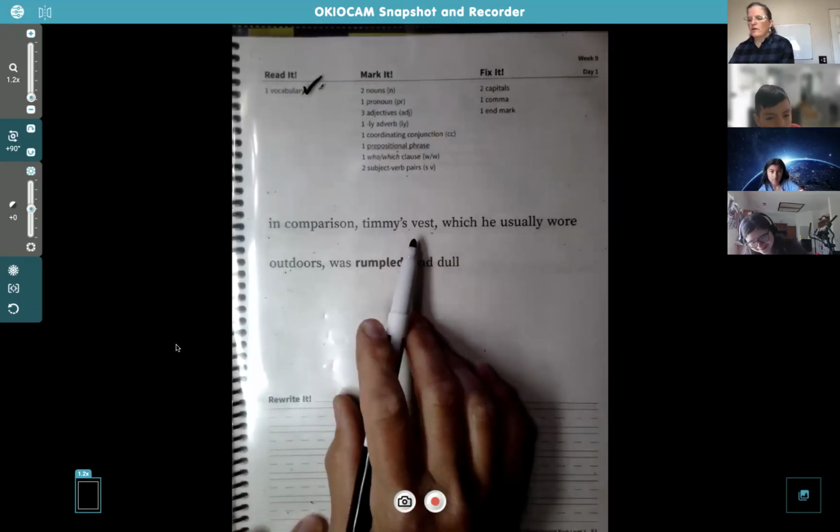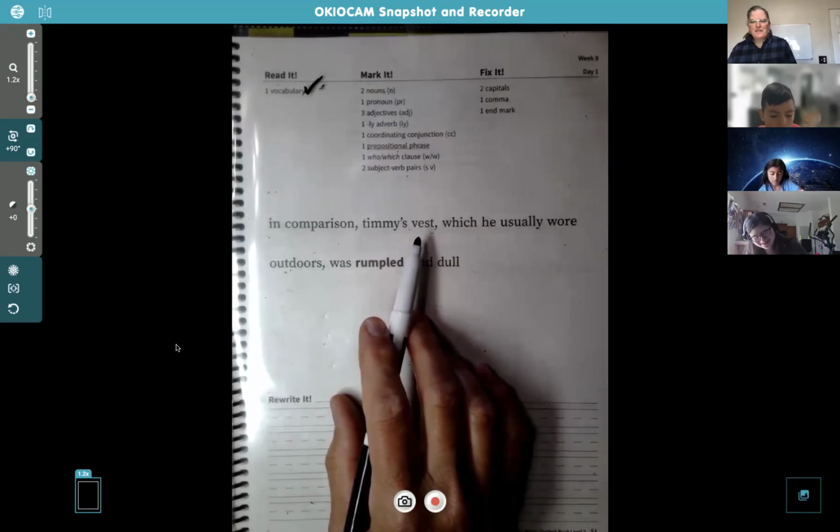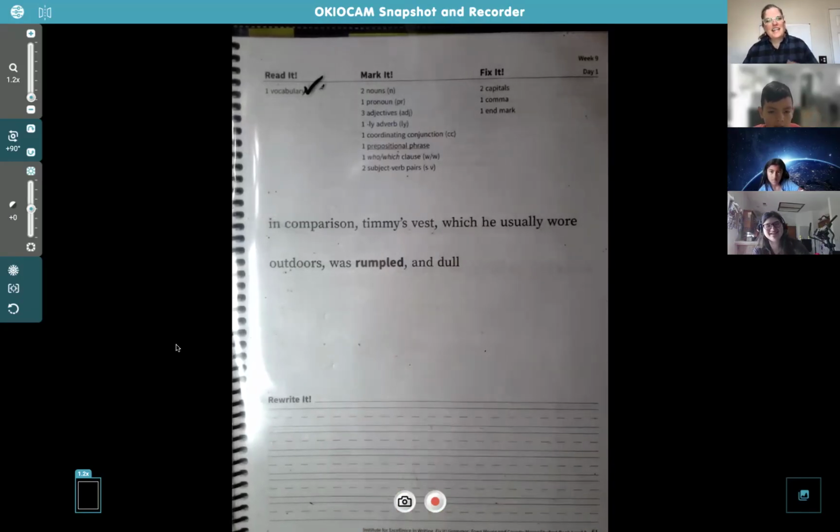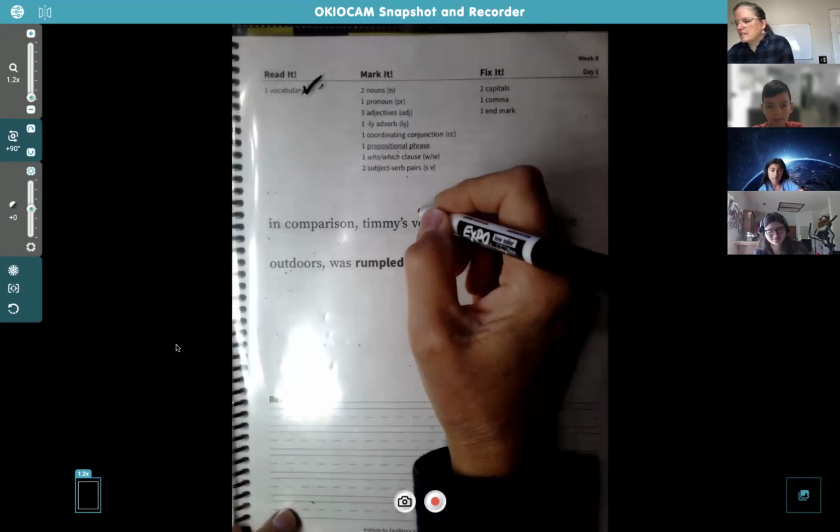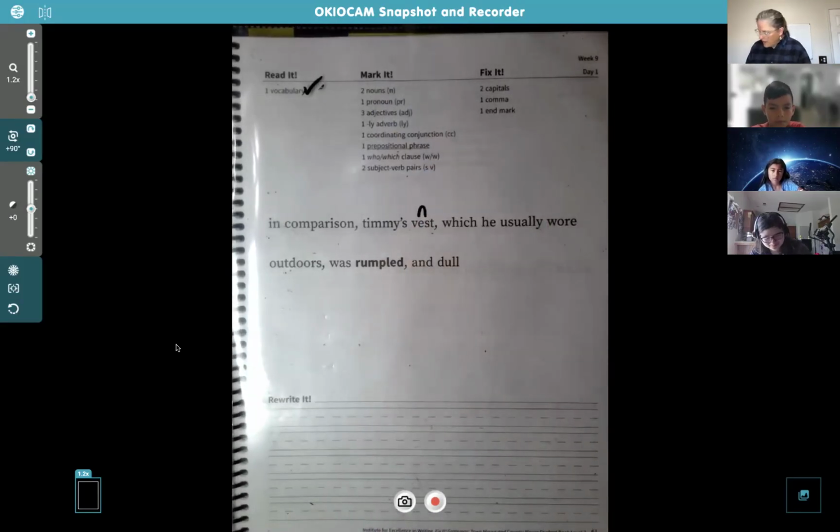So I'm looking at the word vest. Okay, vest, because that's the thing, right? It's clothes that you wear. Well, it's like a jacket without sleeves, basically. You wear it over a shirt. It's a vest. Okay. So that's a thing. That's an article of clothing. So vest is one. And then the other?